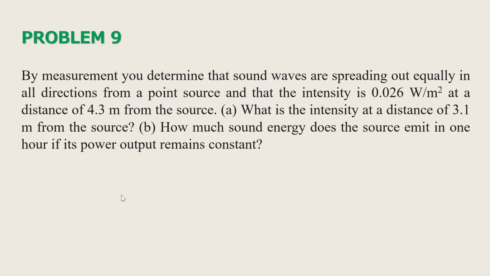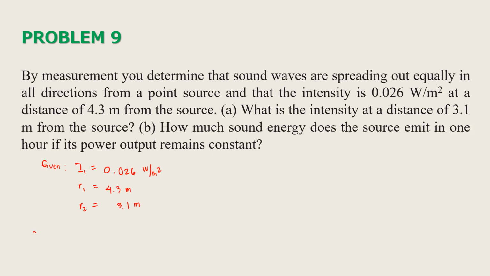Okay, so for this problem, we make use of the inverse square law for intensity. So we are given I sub 1, which is equal to 0.026 watt per meter squared. And this corresponds to R1, which is equal to 4.3 meters. And then we are asked to find I2 for R sub 2, which is equal to 3.1 meters.